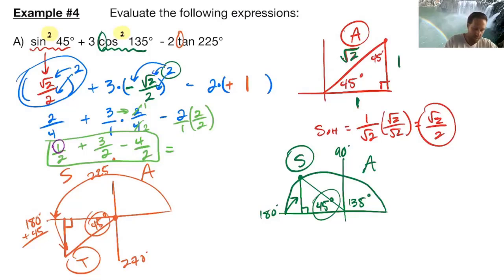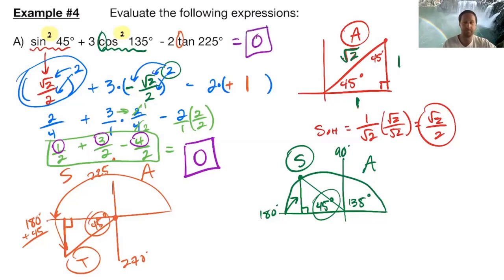And if I take 1/2 and add 3/2, I get 4/2. And if I subtract 4/2, I actually get an answer of 0. So this definitely did not look like nothing at the beginning, but after evaluating, we found out that the answer would actually come out 0.